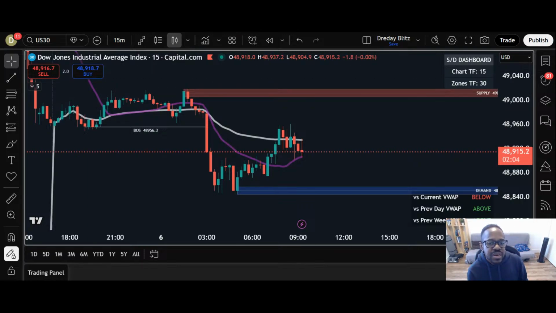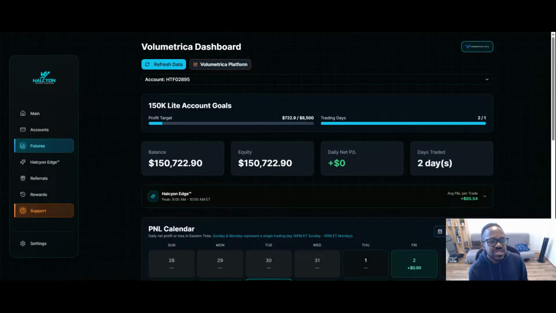And finally, I'm going to show you exactly the update on my challenge that I am using. This is the Alcyon trading platform. All of the software that I'm using here will be in the description below.